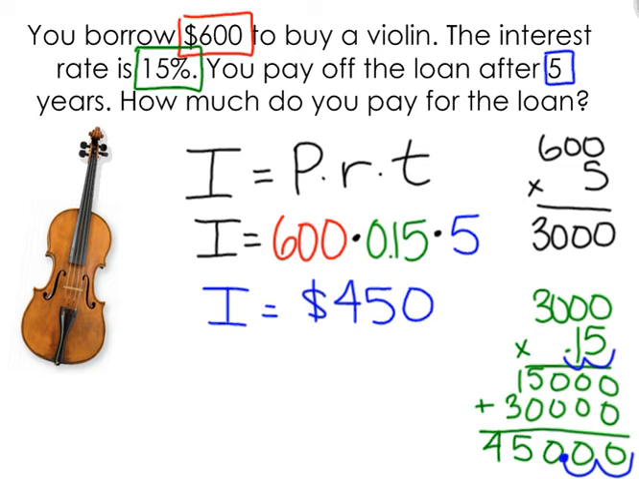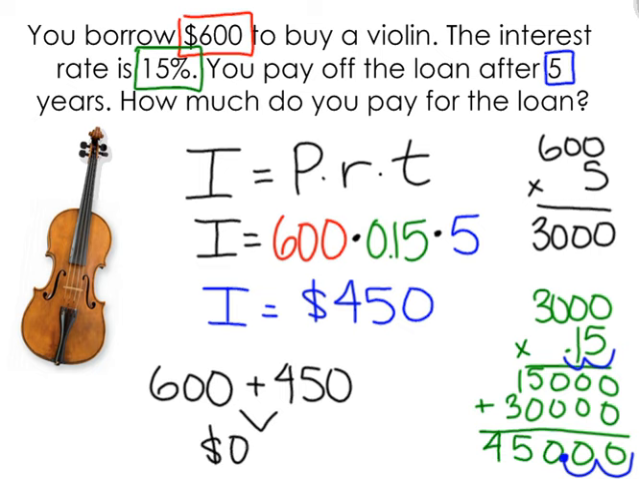If we look at our total value, your original amount that you borrowed was $600. You're paying an additional $450 in interest. So altogether, your violin is going to end up costing $1,050 when it was only worth $600. So just something to consider as you start making financial decisions.